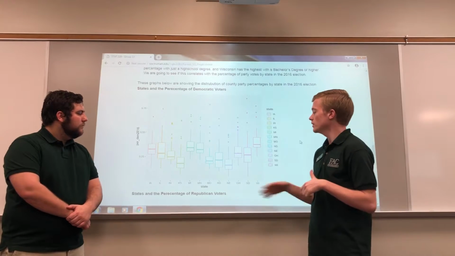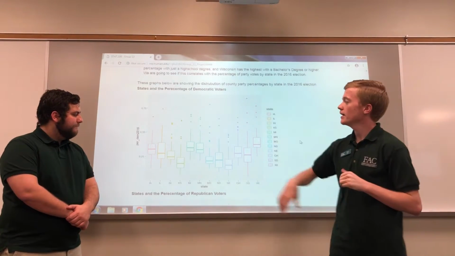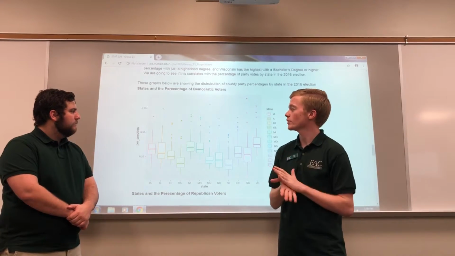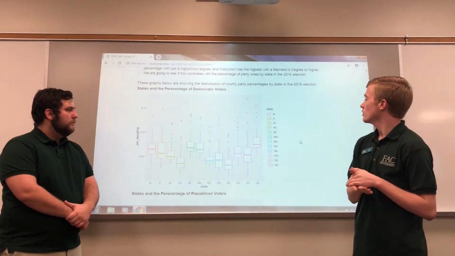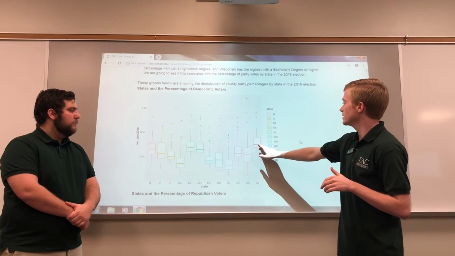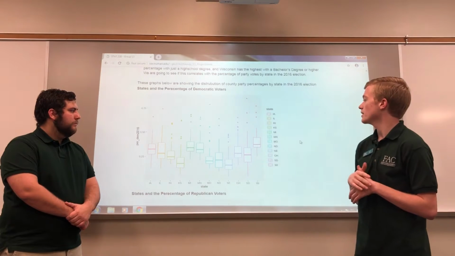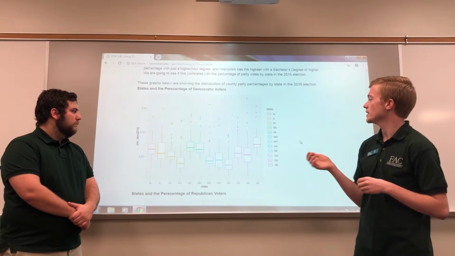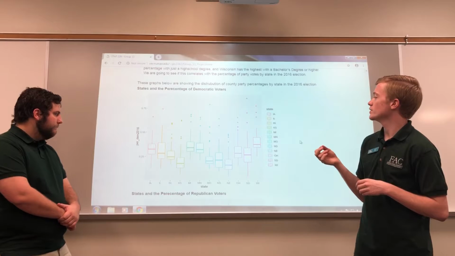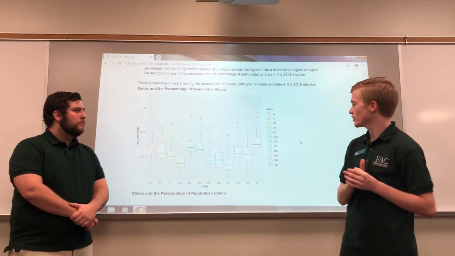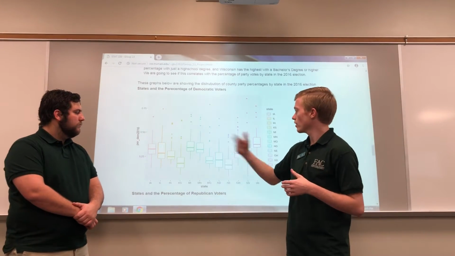So right now we have our states back out on the x-axis, and on the y-axis we have the percent of Democrats. So right now you see that Wisconsin is in the lead with the highest on average median of counties with the percent of voting Democrats, and then places like Missouri are the lowest.